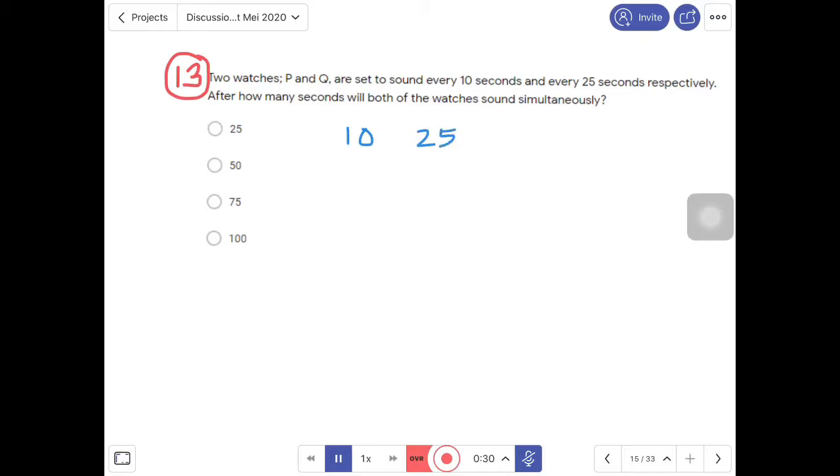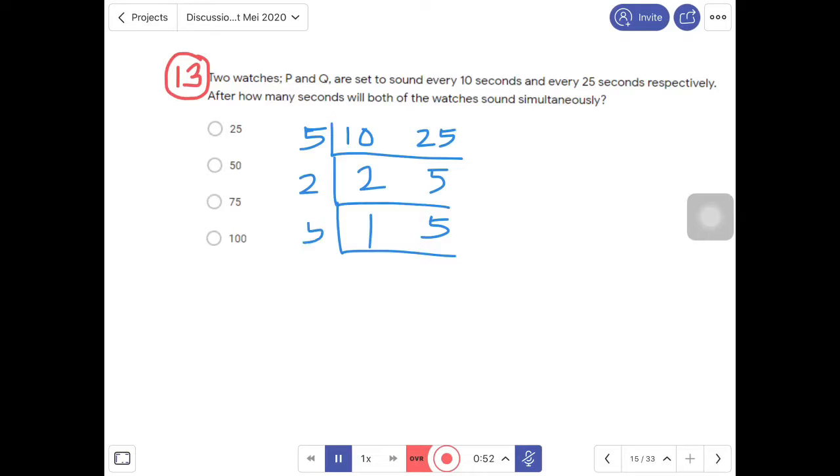10, 25. We divide with the lowest common... sorry, with the 2, 5, and then divide again. With 2 you get 1. 5 you cannot divide 2, carry it down, and then you divide again. 5 get 1. Alright, so here the lowest common multiple is 5 times 2 times 5 equals to 50.